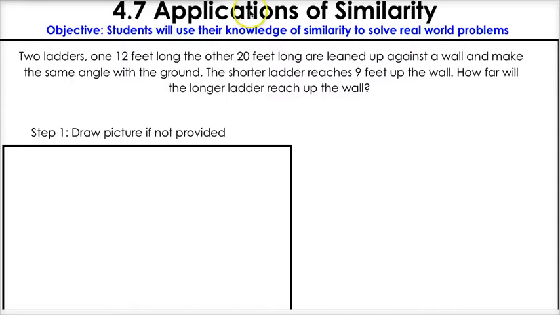Hey, welcome to lesson 4.7, Applications of Similarity. What we're going to be doing is taking all of these things you've learned about similarity and applying it to word problems. So for those of you brave enough to do it, I respect you.